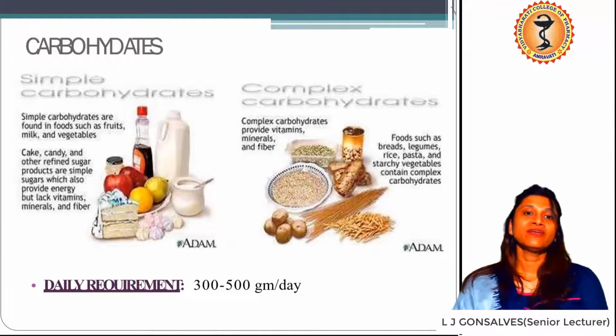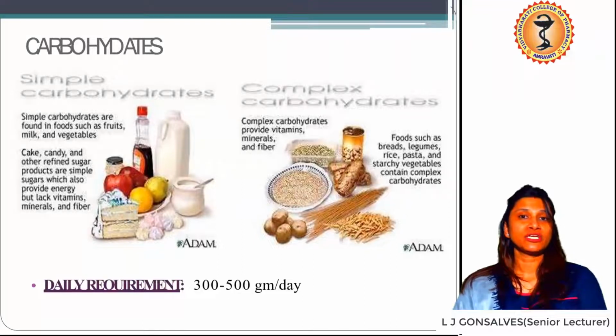Now, we'll see another important nutrient, which is carbohydrates. All of you know carbohydrates. That's what they are: sugar, starch, cellulose. So these are the various carbohydrates. Carbohydrates are of two types, that is simple carbohydrates and complex carbohydrates.